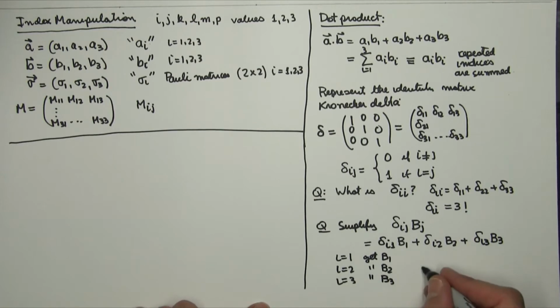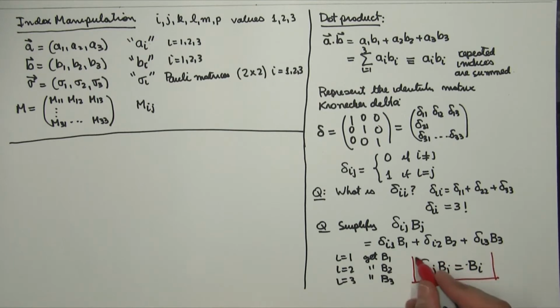So what have we shown? That delta ij bj is equal to bi. This is a very important property, and you will use it endlessly. Let's box it. So the Kronecker delta, when it has a common index with another object, it simply copies the first index and you can forget about the summed index. So it's a very fascinating object.